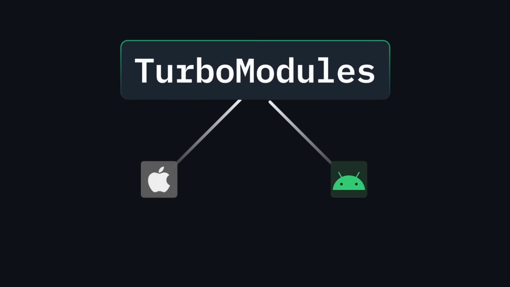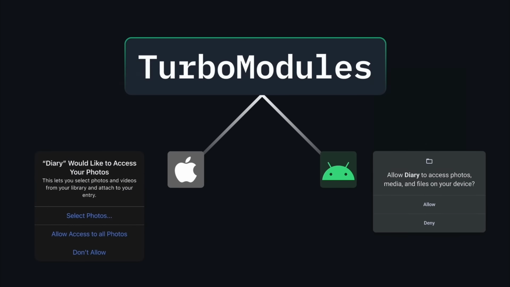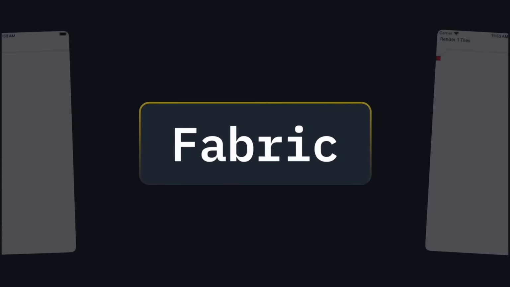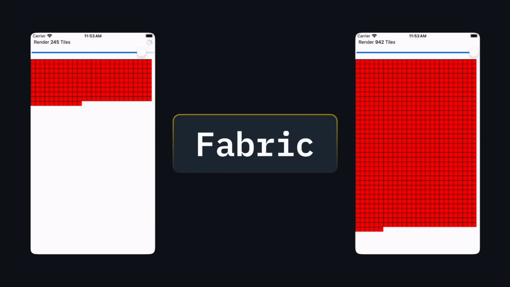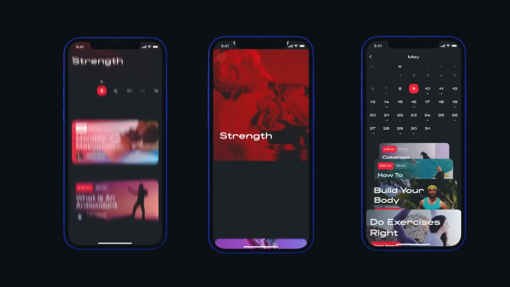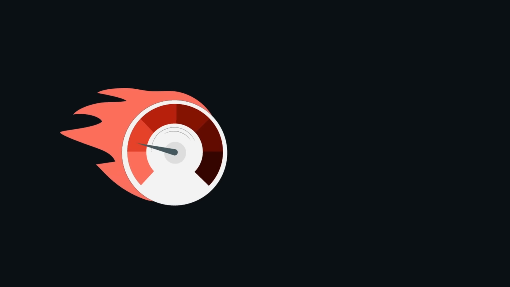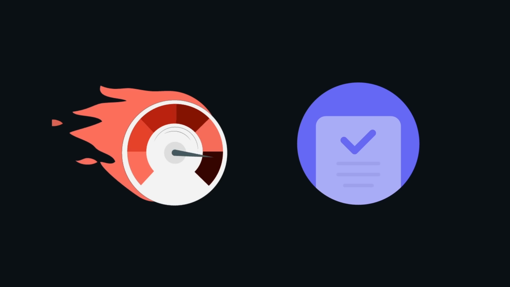Then, there are the new turbo modules that load native modules only when needed, reducing startup time and memory usage. And third, there's a new thing called Fabric, which optimizes UI rendering, making animations, gestures, and updates faster and more efficient. With JSI, turbo modules, and Fabric, React Native apps are now as fast and smooth as the native ones.